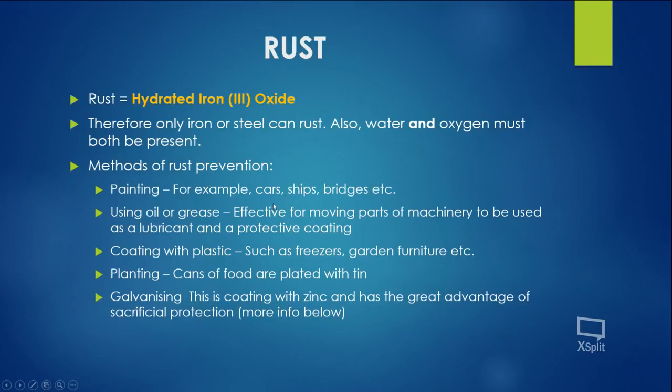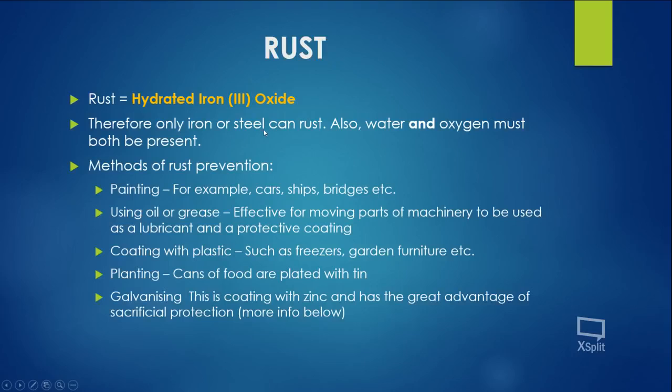So let's talk about rust. Rust is hydrated iron oxide. That's all that it is. Hydrated means that there's water, and iron oxide is simply the ionic product of iron combining with oxygen. Therefore, rusting can only happen in iron or steel, because steel contains iron, and therefore only iron or steel can be termed rusting.